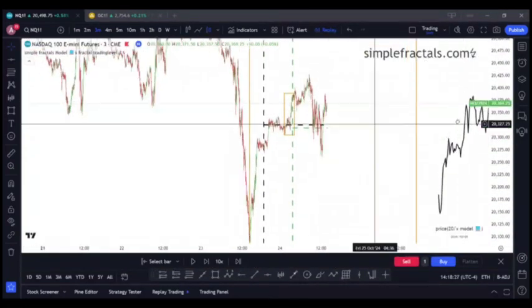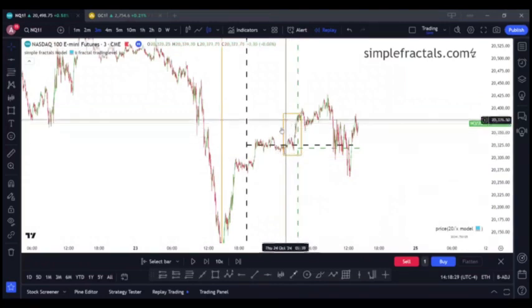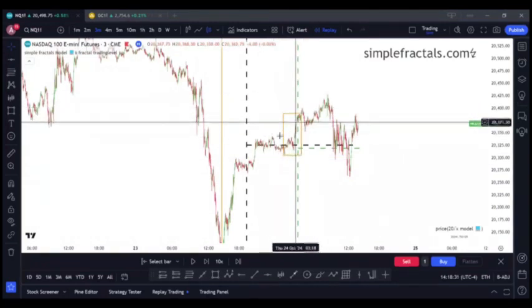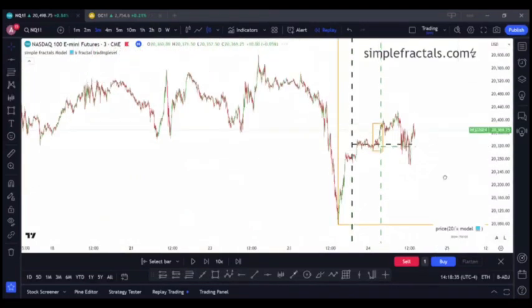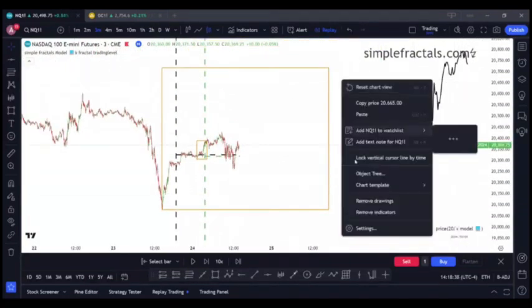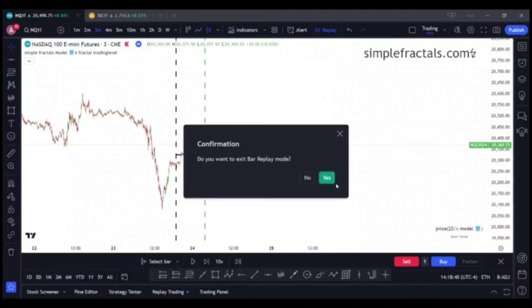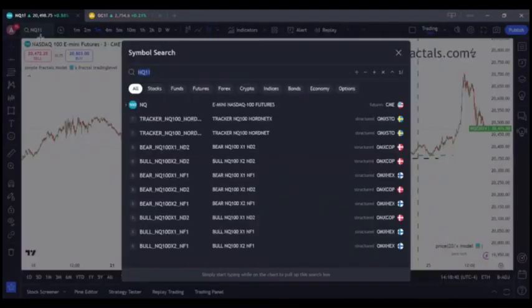Okay, we have a setup right here, and it was on this area of the fractal level indicator, on the upside of the fractal level and near the green line right here. So this was the idea of the trade of yesterday. Also, we have another trade on gold.